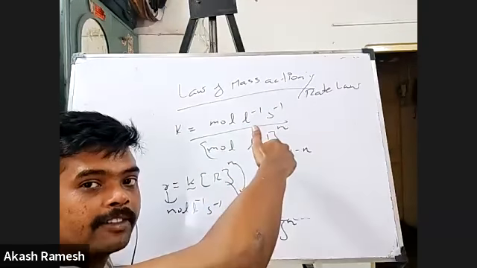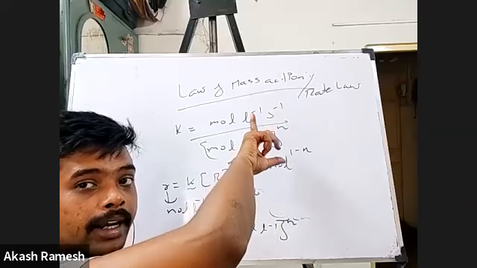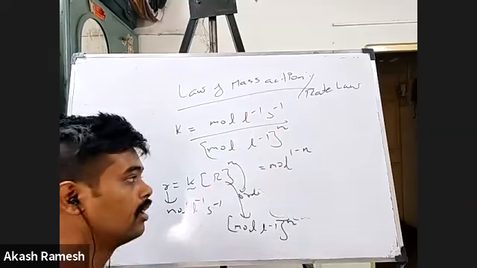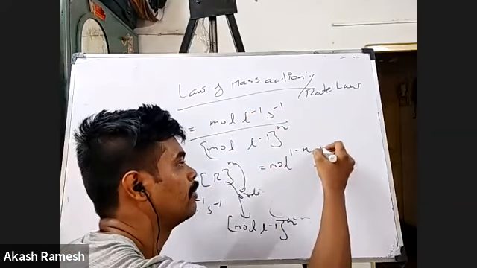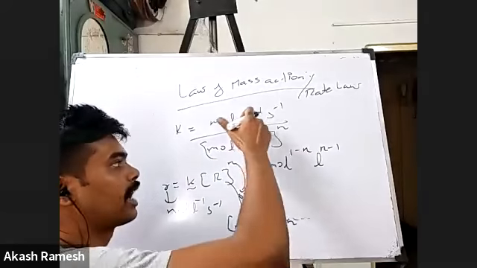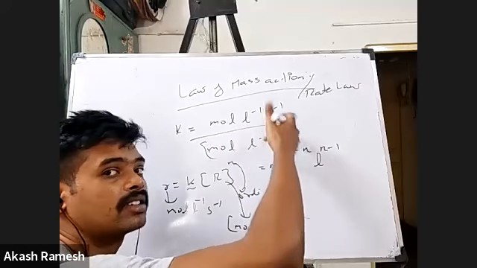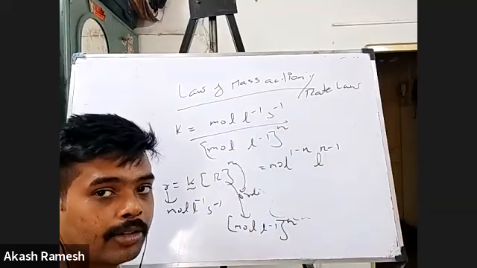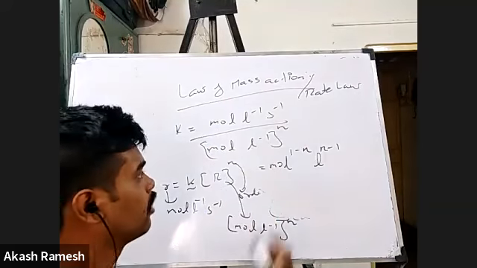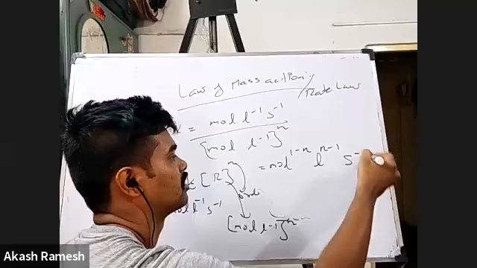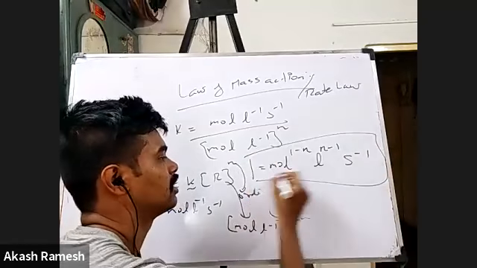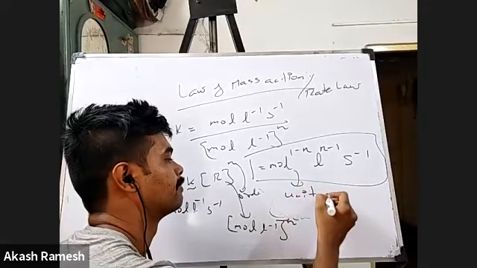When this liter power minus N goes to the numerator, it will become liter power N plus minus 1, because I already have a minus 1. I have a minus N here, N goes to the top, it becomes plus N. And what is remaining? Only second power minus 1 is remaining. So this is the unit of K.